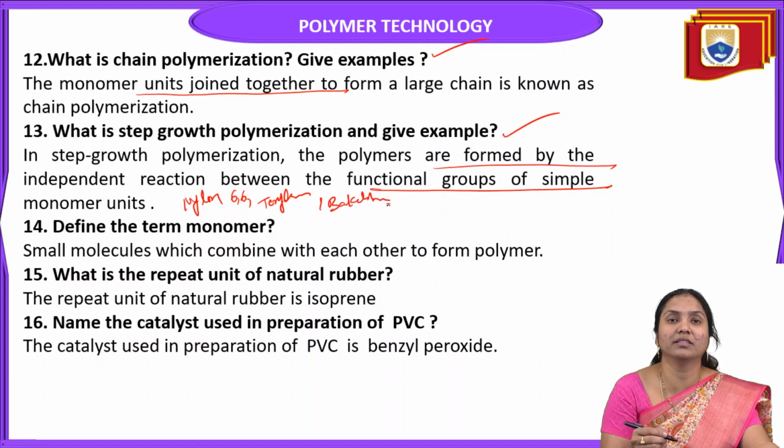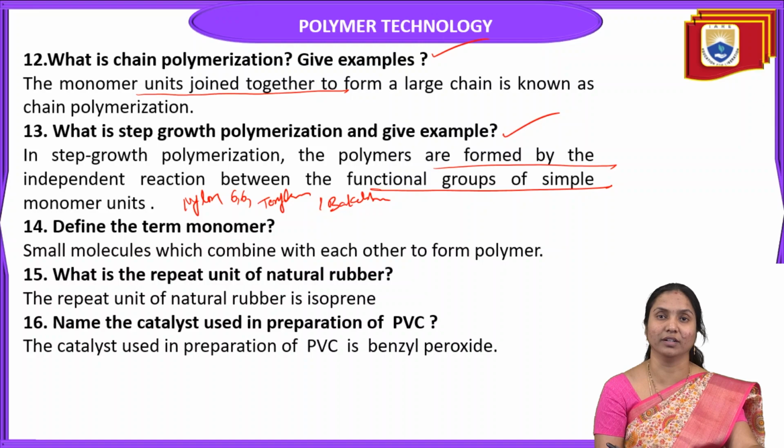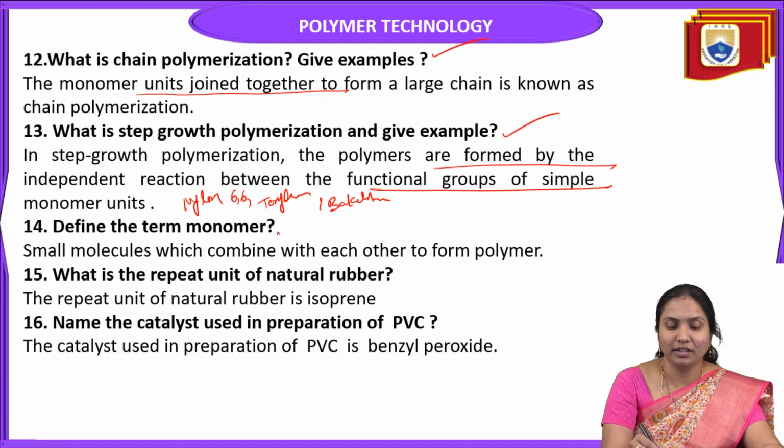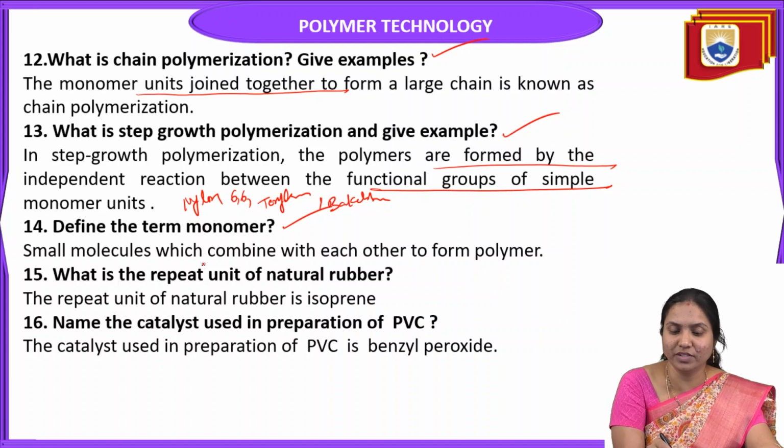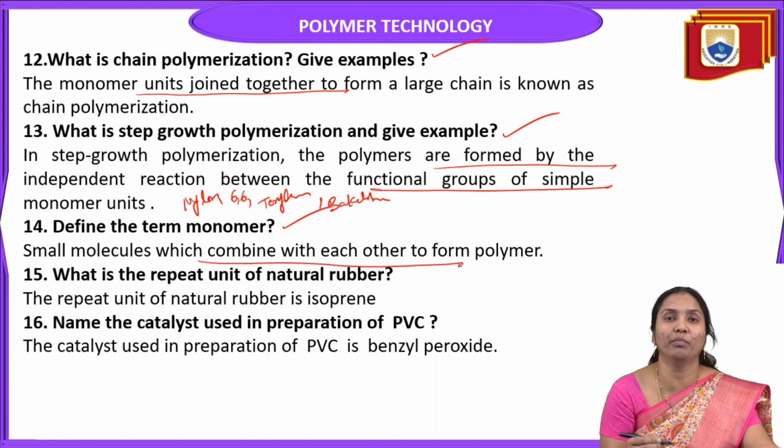So all these are the best example of step growth polymerization. And next question is, define the term monomer. So small molecules which combine with each other to form polymer.